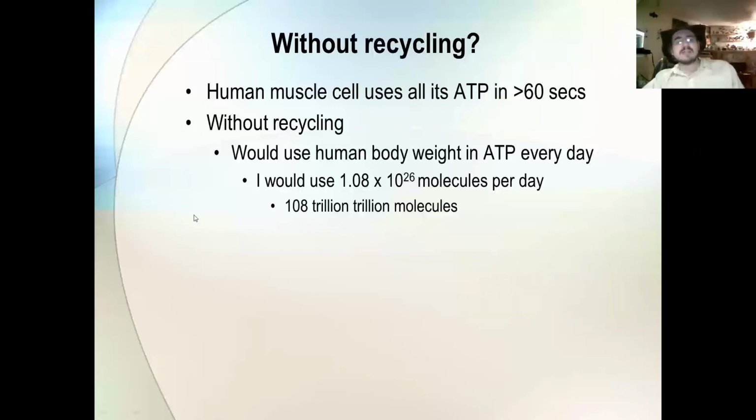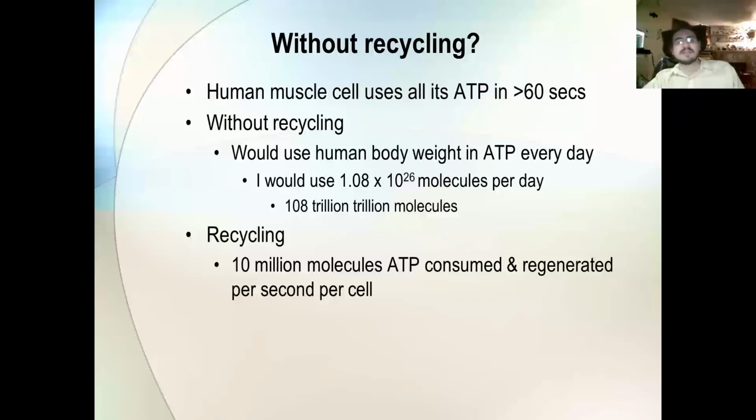1.08 times 10 to the 26th is 108 trillion trillion molecules. It's a ridiculously large number. I would have to be a constant eating machine. And even then, I probably wouldn't satisfy the number of ATP needed in my body, and I would just die. So recycling allows us to live.